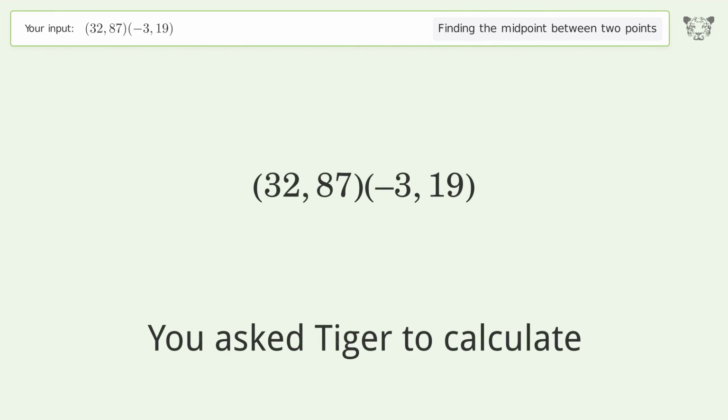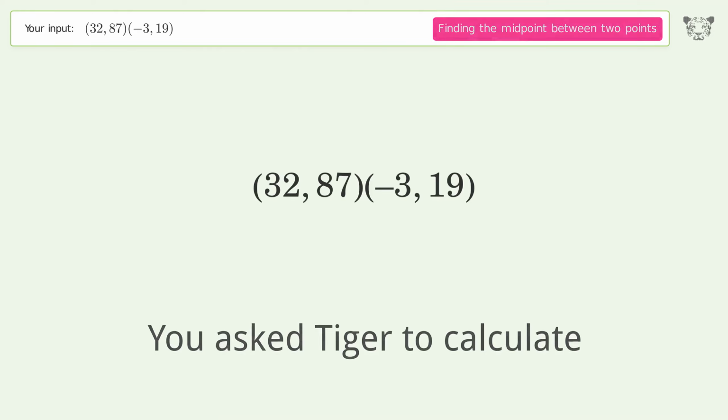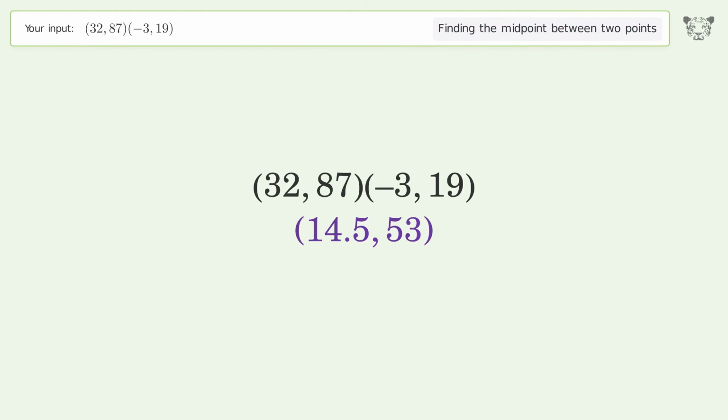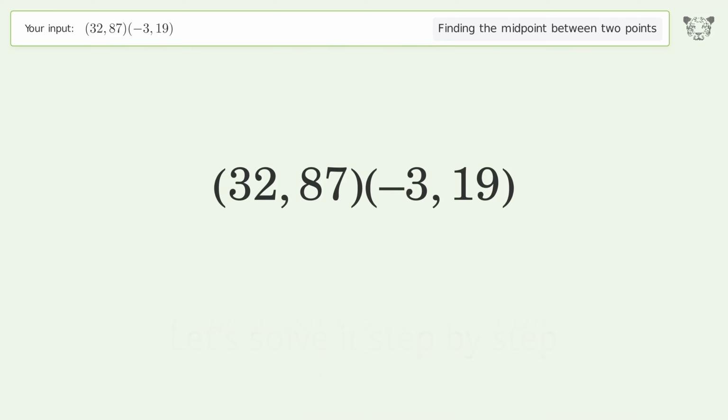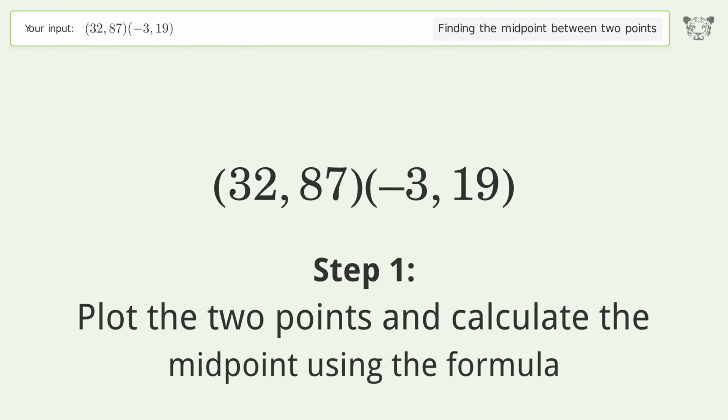You ask Tiger to calculate. This deals with finding the midpoint between 2 points. The midpoint between the 2 points is 14.553. Let's solve it step by step. Plot the 2 points and calculate the midpoint using the formula.